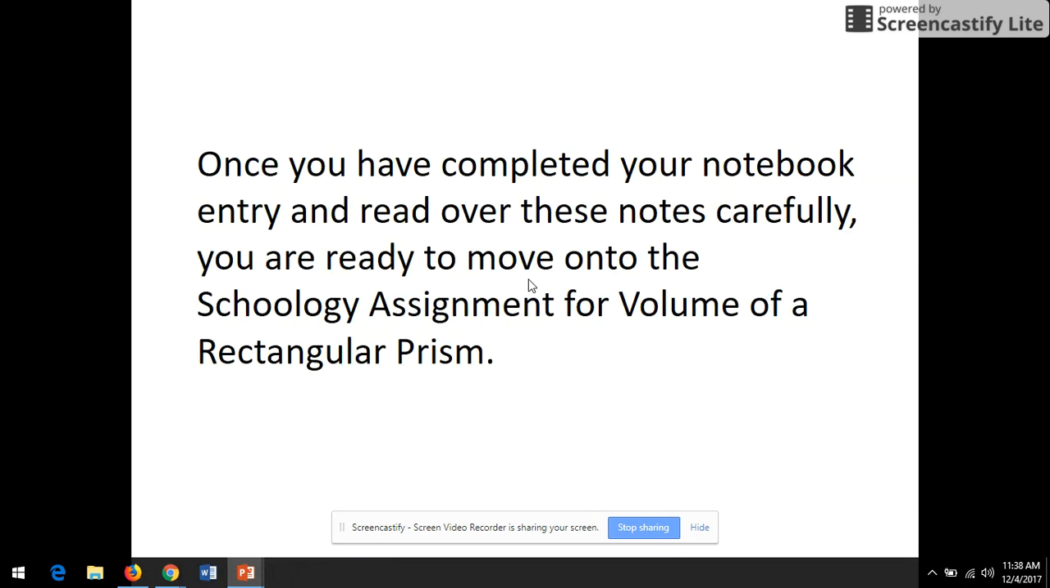Once you've completed your notebook entry, including the 3 examples just described, and read over these notes carefully, you're ready to move on to the Schoology assignment for volume of a rectangular prism. Good job!